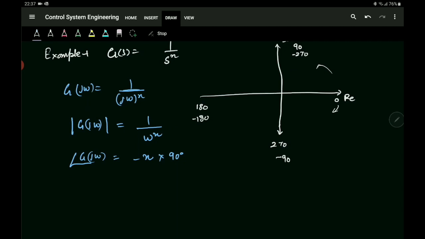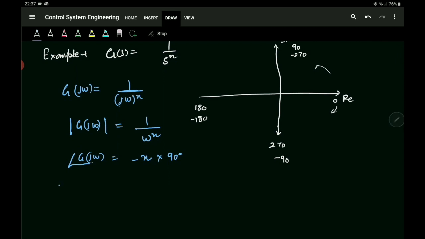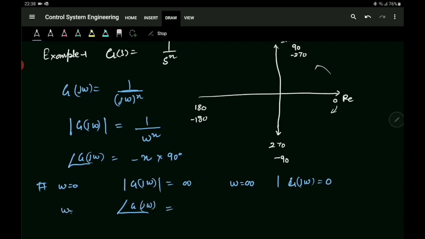So while we are sketching a polar plot, it is clear that when we substitute omega equals 0, the magnitude of G(j omega) will be infinite, and at omega equals infinity, the magnitude of G(j omega) is equal to 0. Similarly, the angle of G(j omega) at omega equals 0 will be minus 90 degrees.